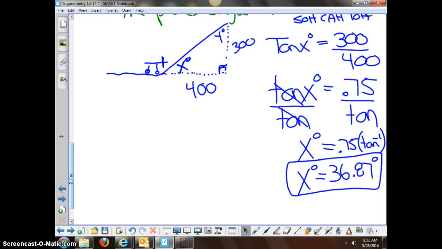Good question. Yes, ma'am. Do you have to write x degrees? Can you just write x? You can. I just do x degrees because technically what I'm calculating is the degrees. So I would say you should, but I'm not going to count it wrong as long as you have a degree sign somewhere and prove to me that you understand you're calculating a degree measurement. Anything else?